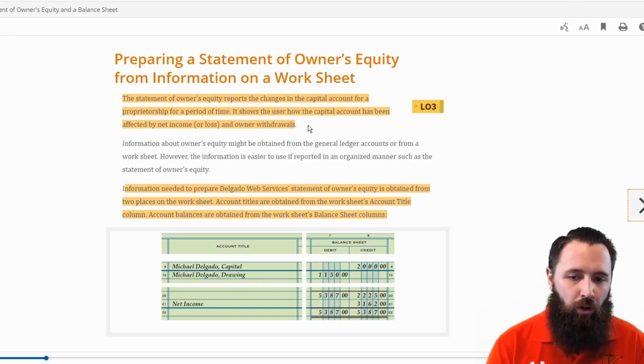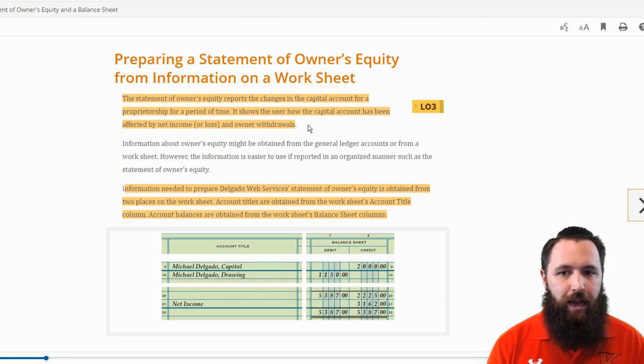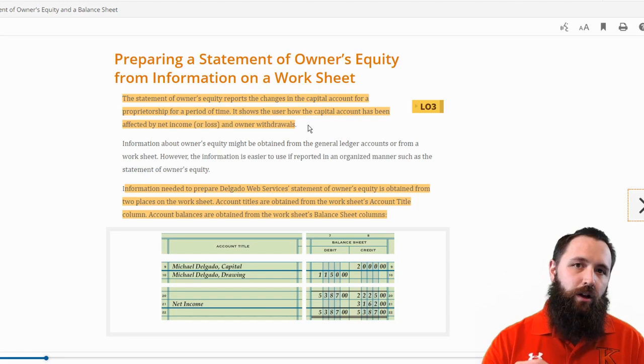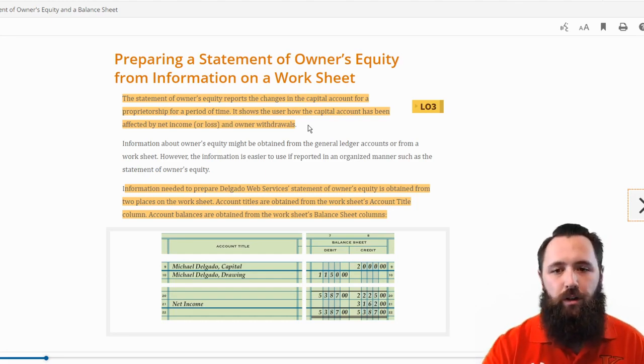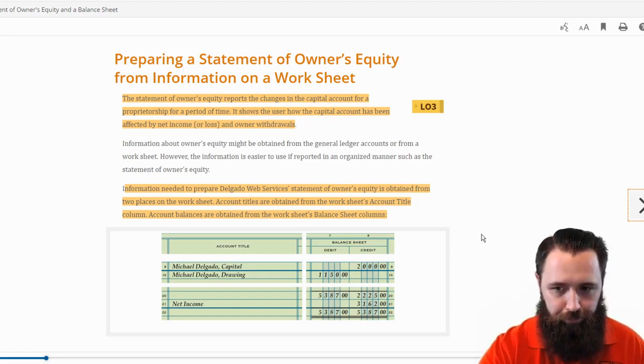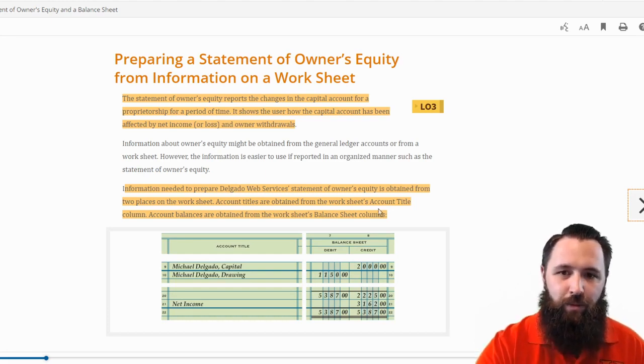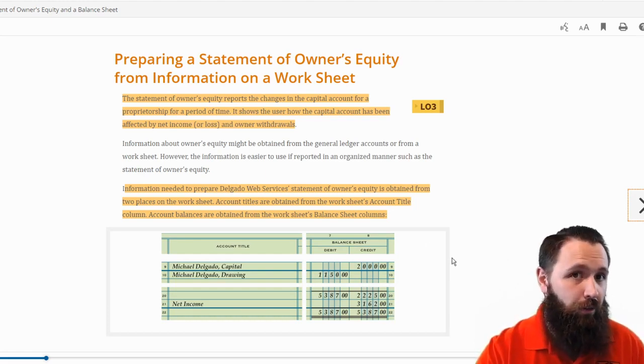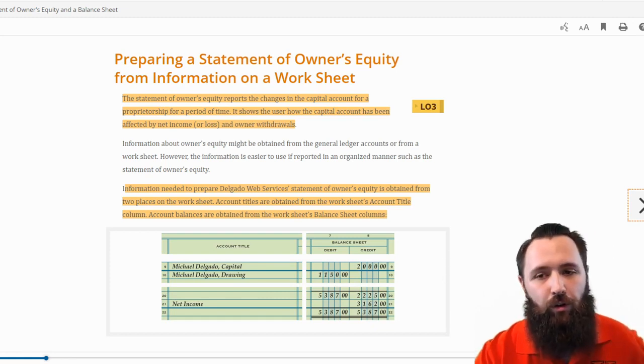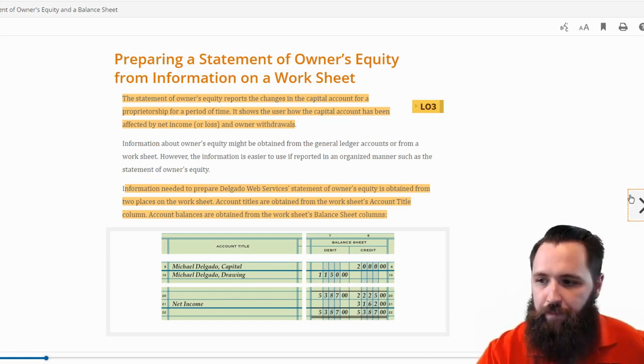We're going to need to pull Michael Delgado's capital from our trial balance, because that was our capital from the beginning of the month. We're going to need to look at the drawing account, and we're also going to use our net income. Once again, you can't do a statement of owner's equity until you calculate out the net income, meaning you would have already created your income statement.